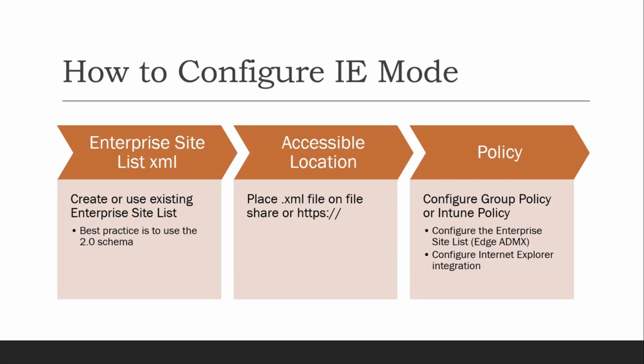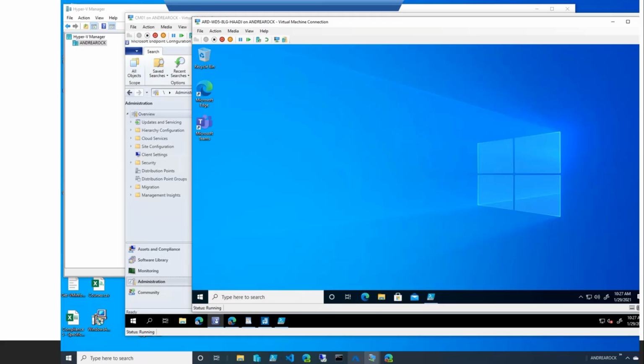You put that in an accessible location. File share is what people have traditionally done. We're also recommending to put it on HTTPS, a lot more secure and more available. And then you need to do some configuration of policies. So let me jump right into the demo because that's where the good stuff is.